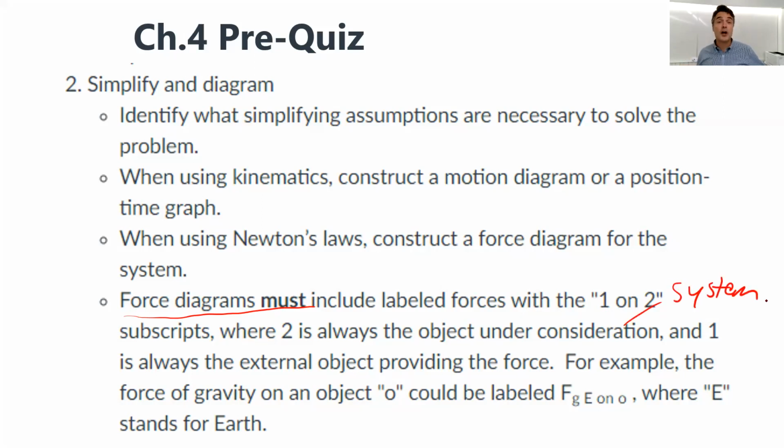And 1 is always one of the external objects that's providing the force. For example, for the force of gravity on an object O, you could label it as F sub G, and then in the subscript E on O, where E stands for Earth. Okay, that's important, and it'll be part of your mark to do that.